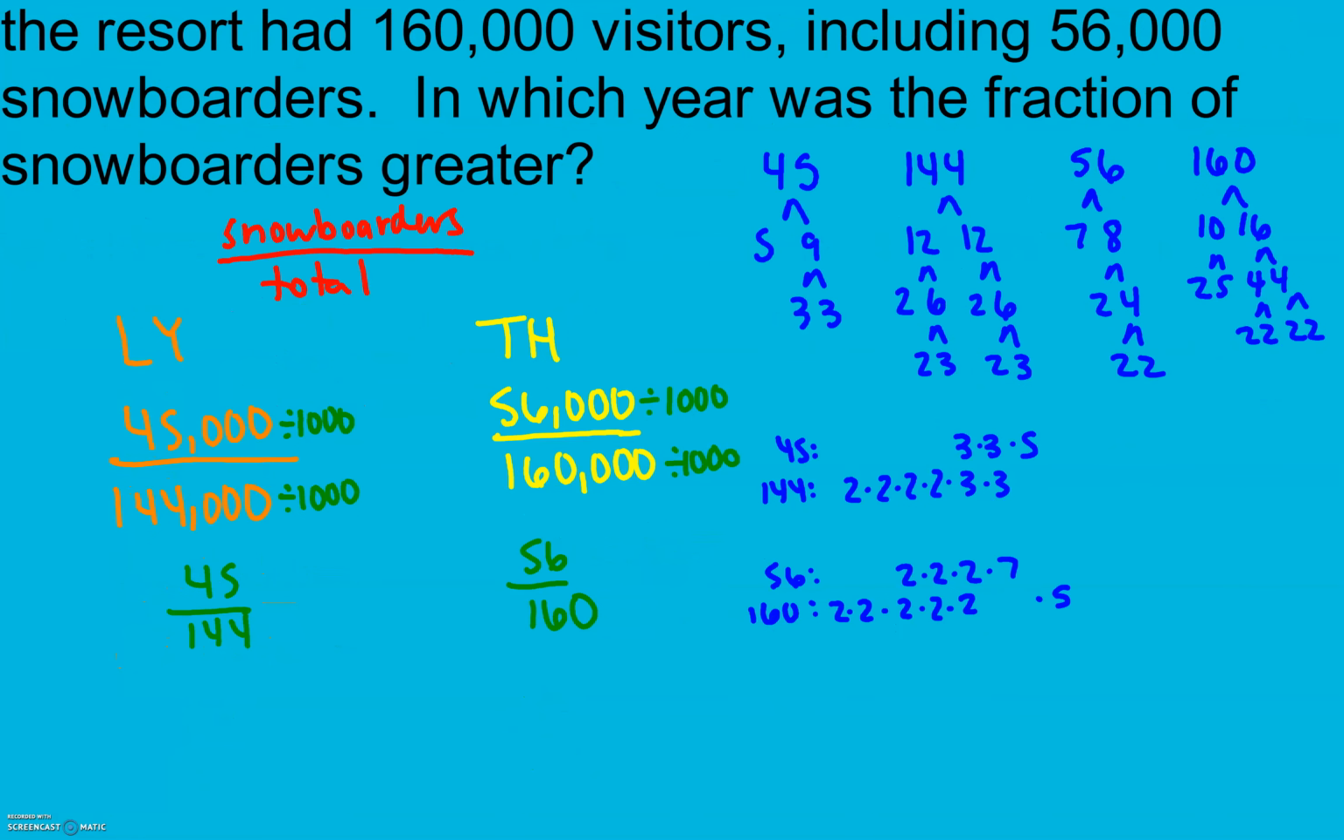I went ahead and wrote out our prime factorization and in factored form for our fractions here. In our last year, we can see that our common factors are 3 times 3, which means 9 is my greatest common factor. So I can divide my numerator and my denominator by 9, which gives me 5 over 16. And 8 is my greatest common factor in the second. So when I divide out the 8, I'm left with 7 over 20.